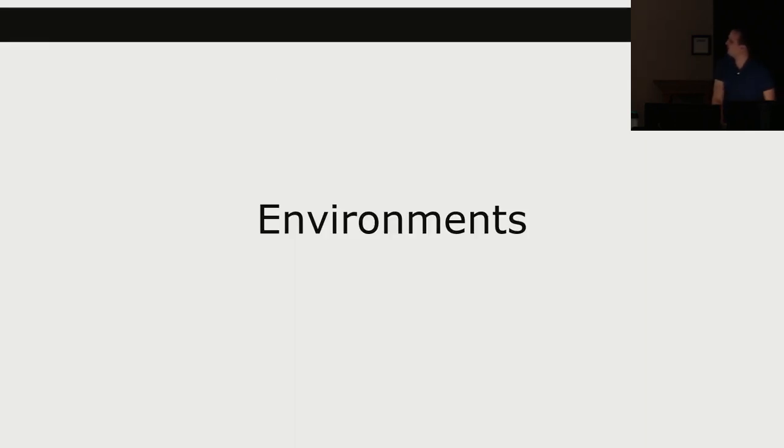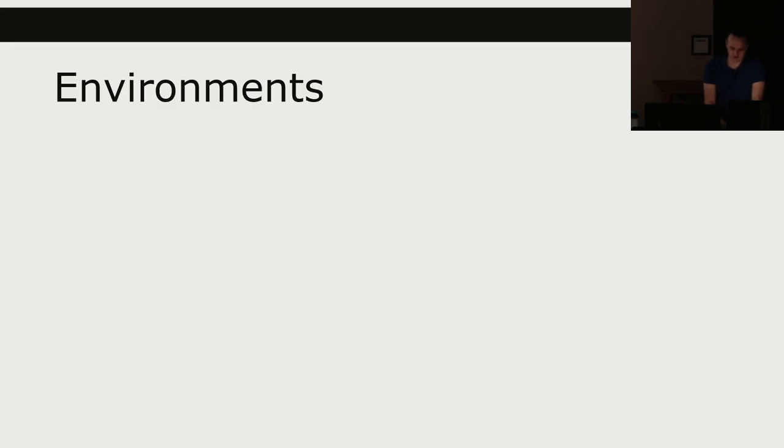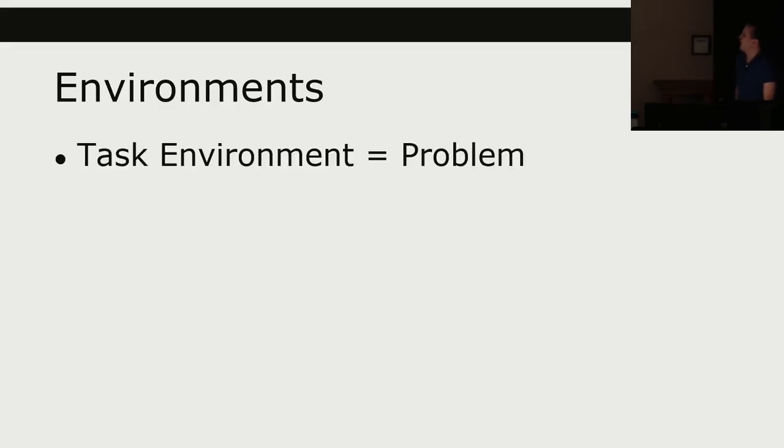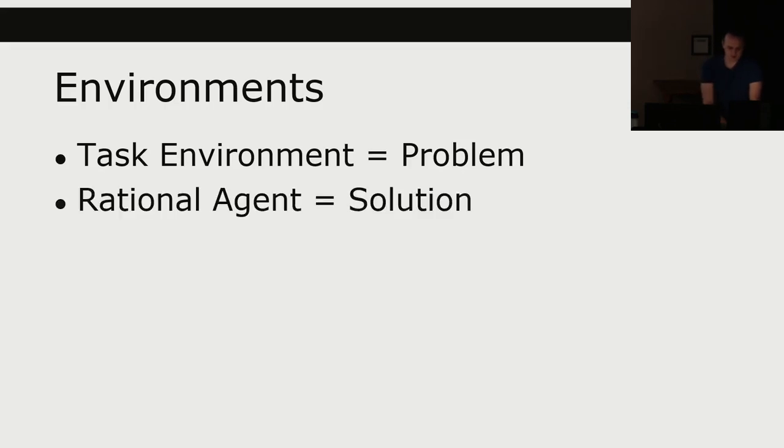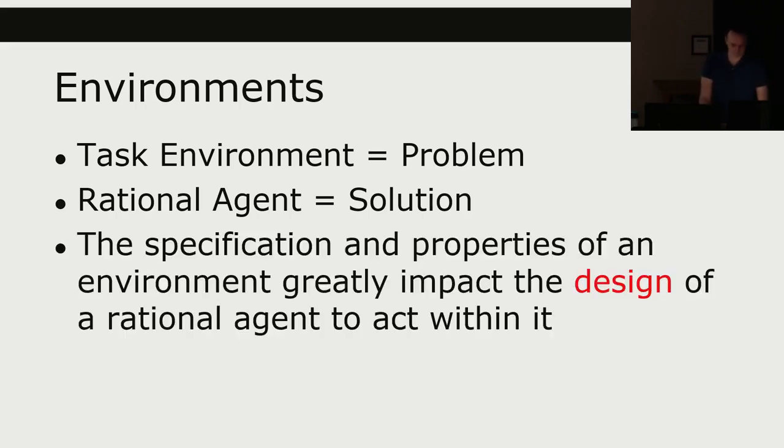All right, so those are agents. Now we'll talk more about environments. I'm sure you all know what an environment is, basically where the agent is, but there are a lot of theoretical properties of environments that we're going to want to talk about and regurgitate on exams. So, a task environment is essentially the problem that you're trying to solve, right? It defines everything that makes the problem interesting. A rational agent is going to be the solution to that problem. So, the specification and properties of an environment greatly impact the design of a rational agent to act within it.